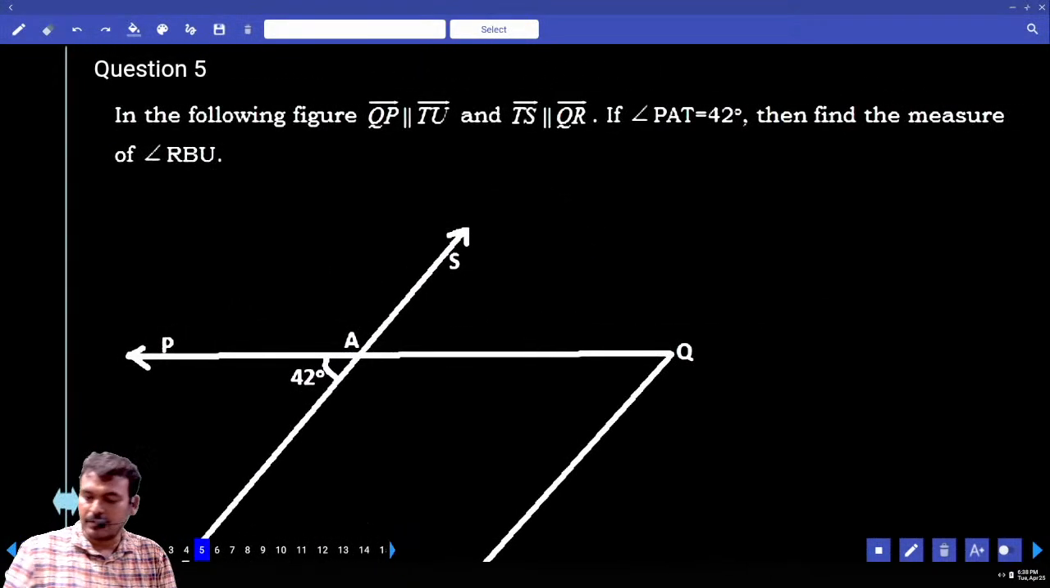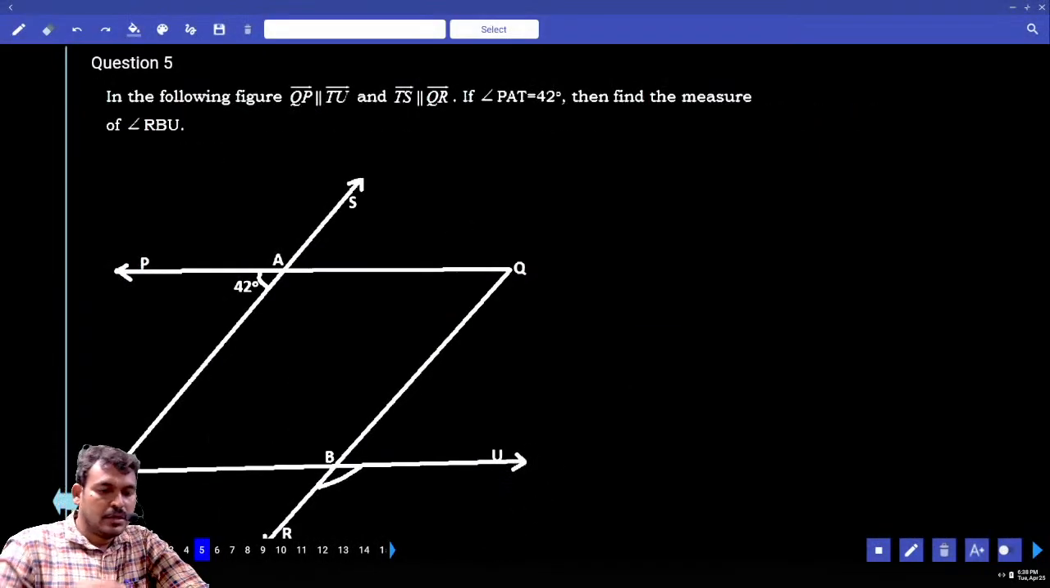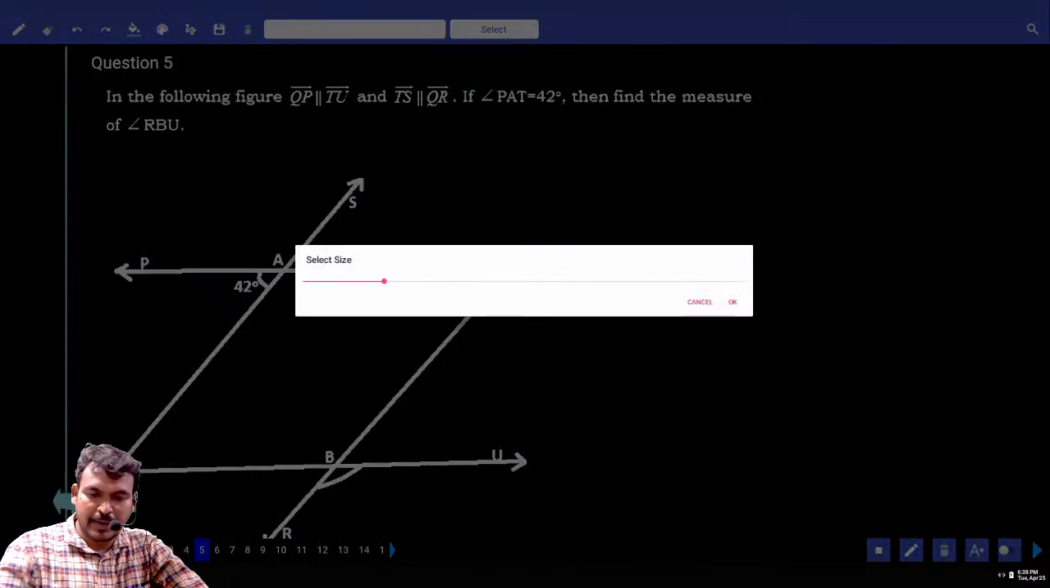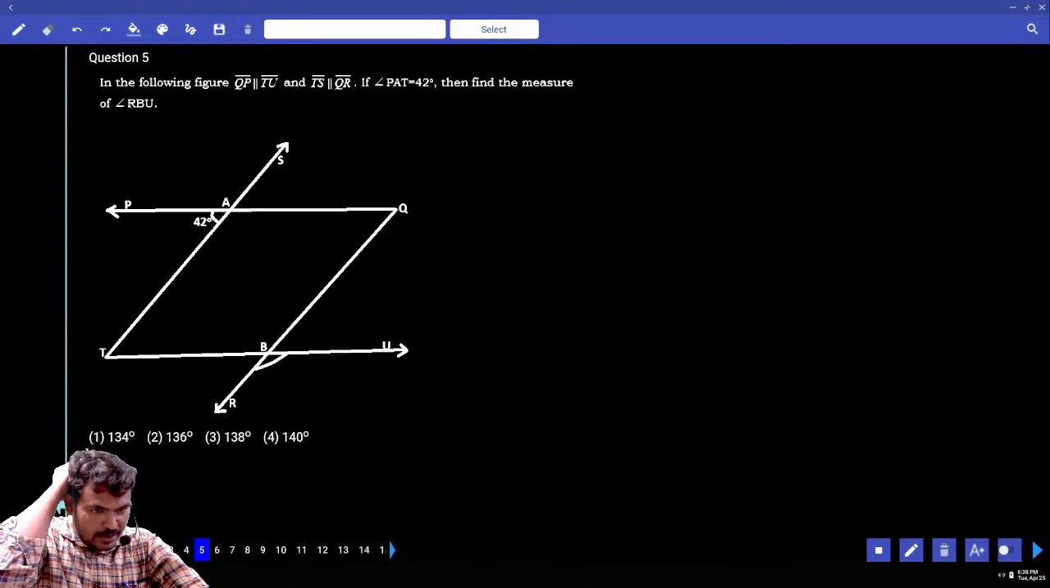Question number 5. In the following figure, QP is parallel to TU, and TS is parallel to QR. Angle PAT equals 42 degrees. Find the measure of angle RBU.